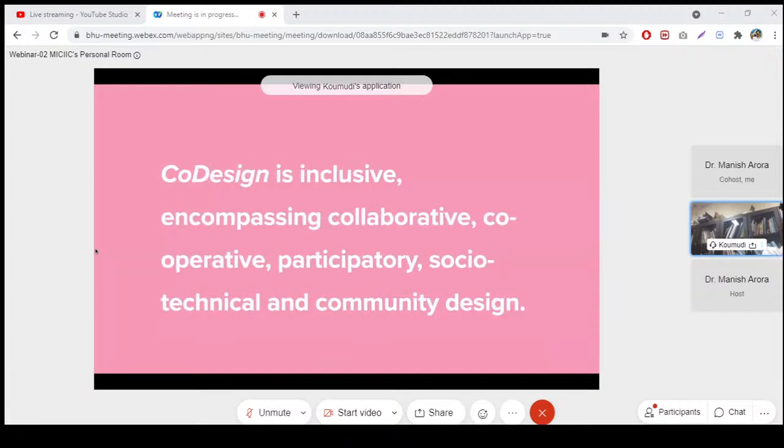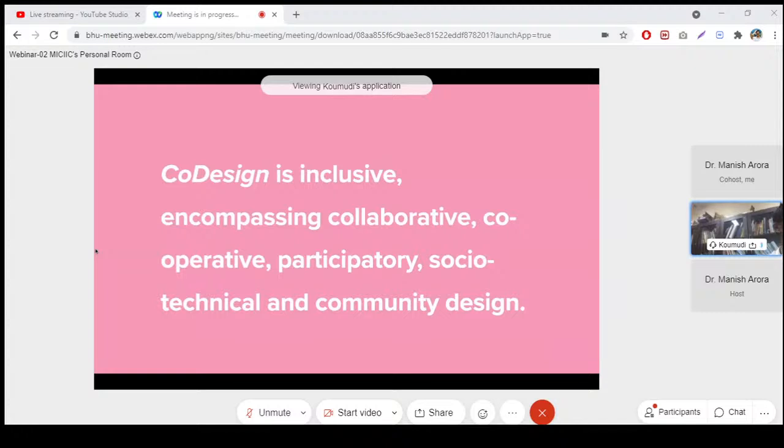The co-design movement started around the same time as the participatory design movement. Several designers and scholars use these terms interchangeably because they don't see much difference between participatory design and co-design. The journal Co-Design, published by Taylor and Francis, defines co-design as inclusive, encompassing, collaborative, cooperative, participatory, socio-technical, and community design.